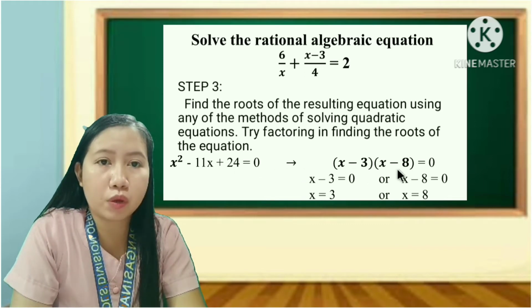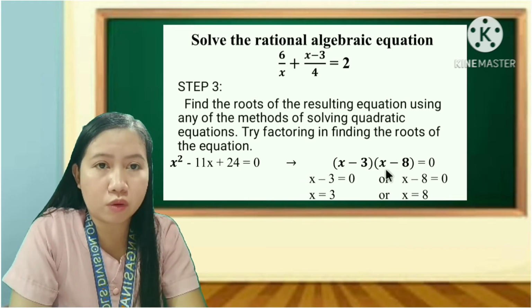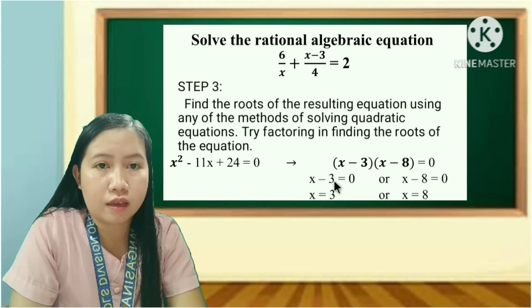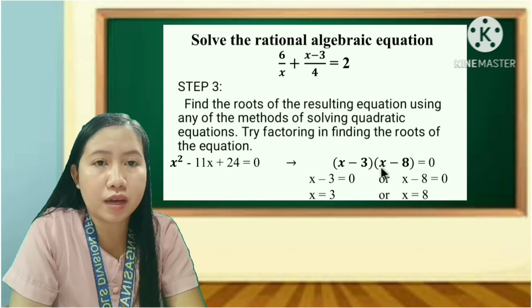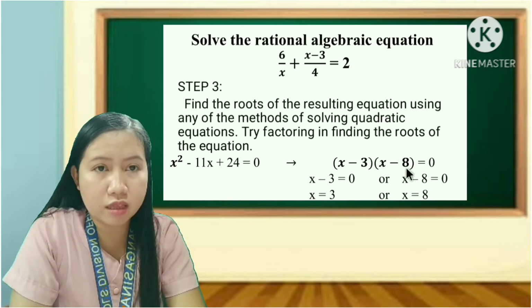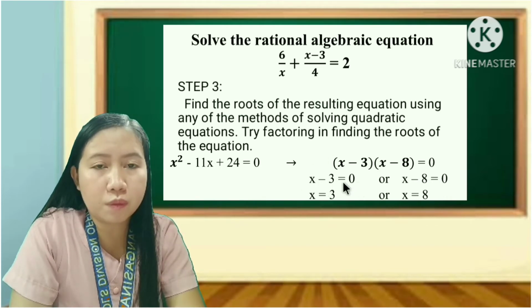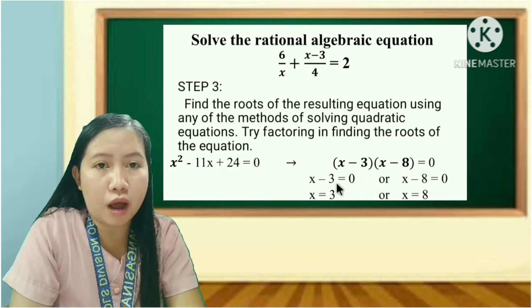And now we're going to equate these two factors to 0. So we have the first one, x minus 3 is equal to 0. And the other one, we have x minus 8 is equal to 0. So for this one, x minus 3 is equal to 0. We just have to add both sides by 3.